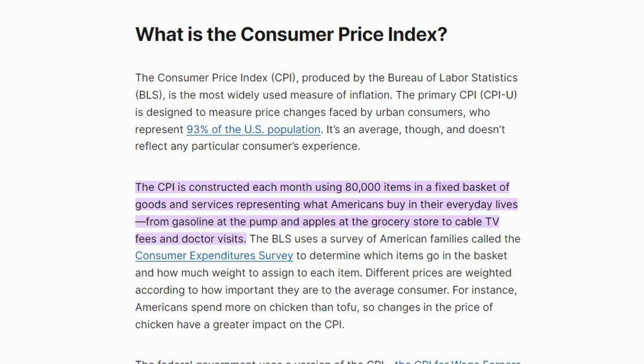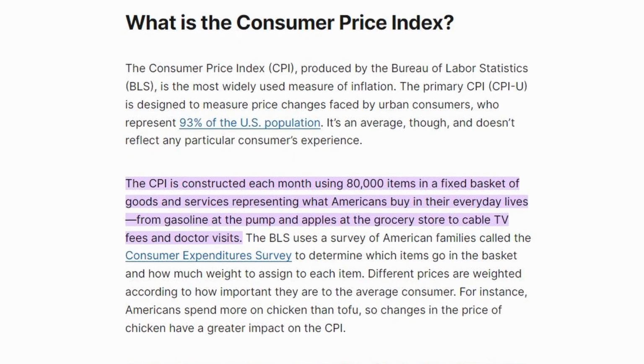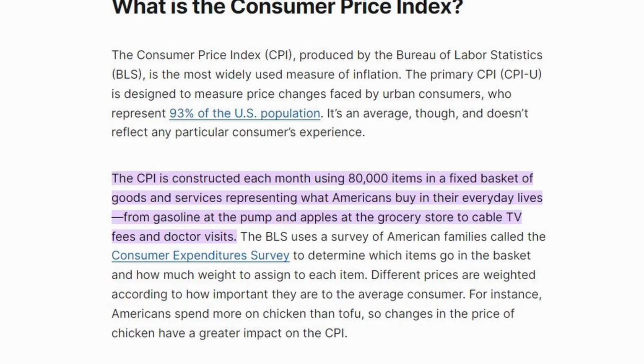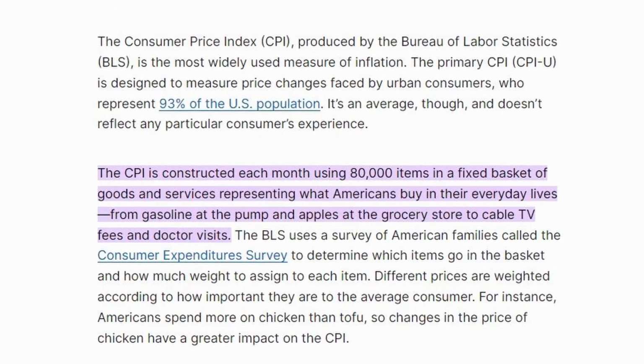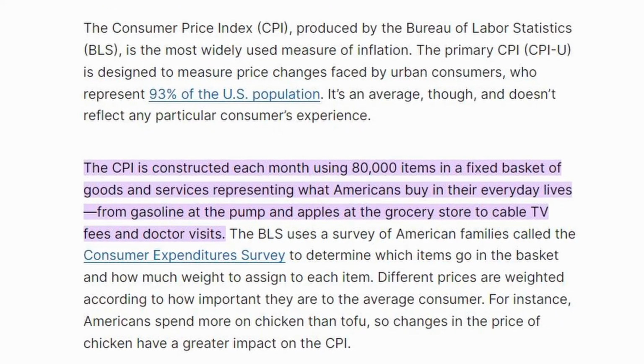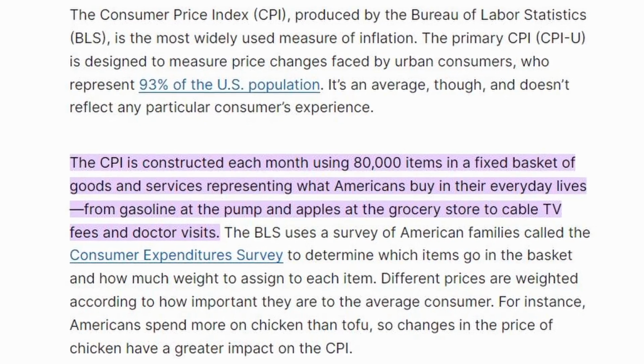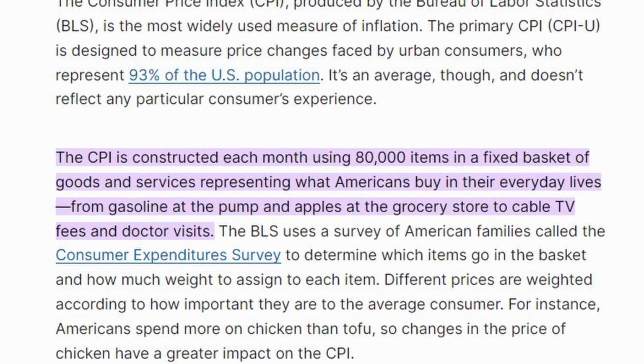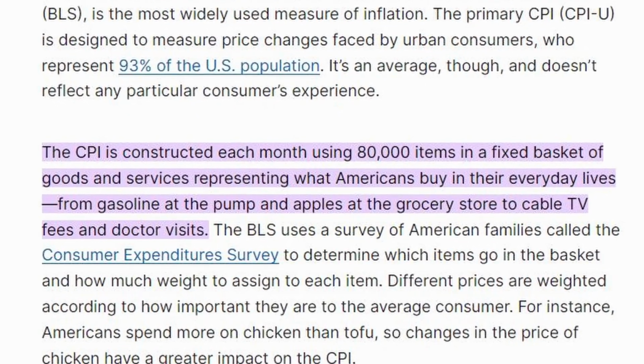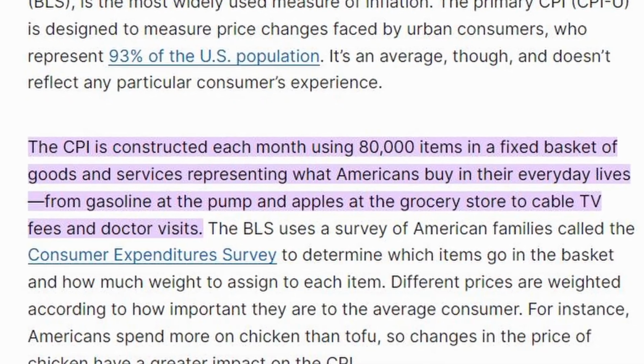So the CPI, which is the Consumer Price Index, is constructed each month using 80,000 items in a fixed basket of goods and services, representing what Americans buy in their everyday lives, from gasoline at the pump and apples at the grocery stores, cable TV fees, and doctor's visits.